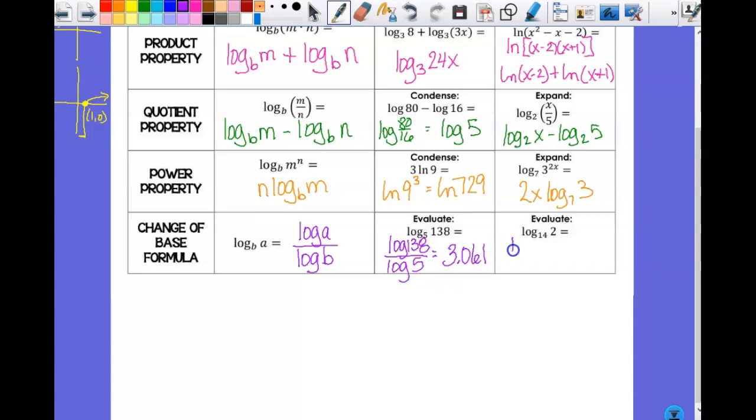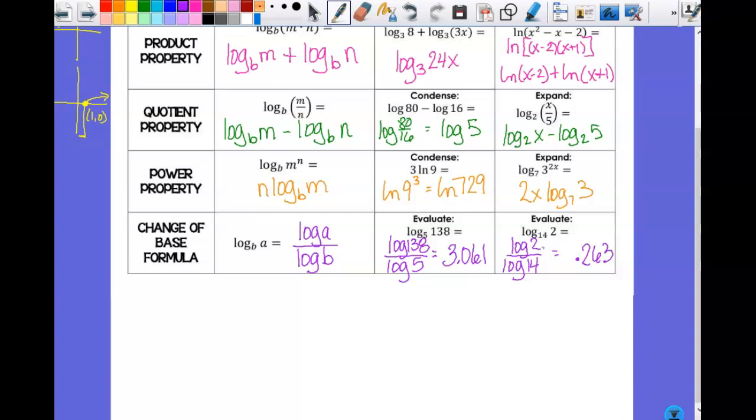And then this becomes log of 2 over the log of 14. Does this become the log of 1/7? No. It's 0.263. Because you don't get to just cancel those out. Yeah. All right. What questions do you have?